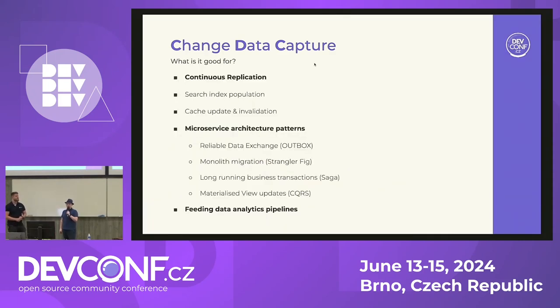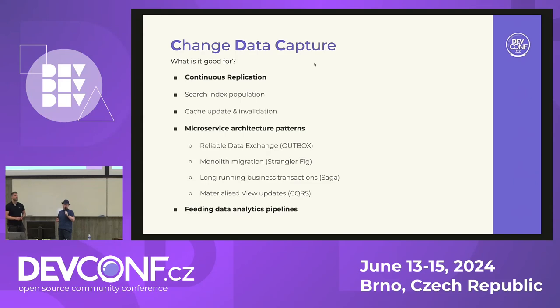And what change data capture can do for you is help with various things. For example, you can use it as a tool for continuous replication between two databases, maybe just so that you have a continuous backup, or you want to migrate from one database type to another. So, for example, if you wanted to go from, say, Oracle to Postgres, you could use change data capture. You can use it to populate things like search indexes or keep your caches updated. You can use it to feed data analytics pipelines, and it can also help you when you implement microservices because it can be used to implement various microservice-based patterns, such as the outbox pattern, which can be used for reliable message sending.